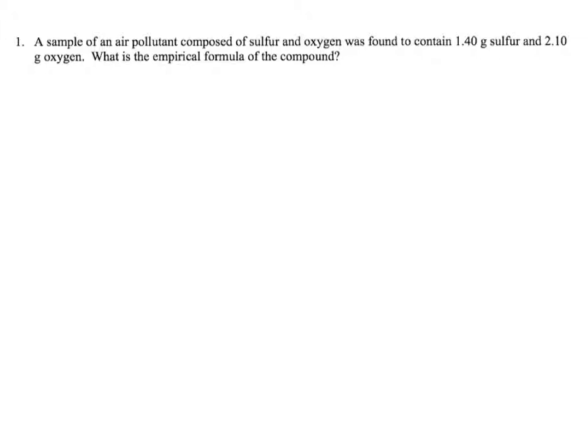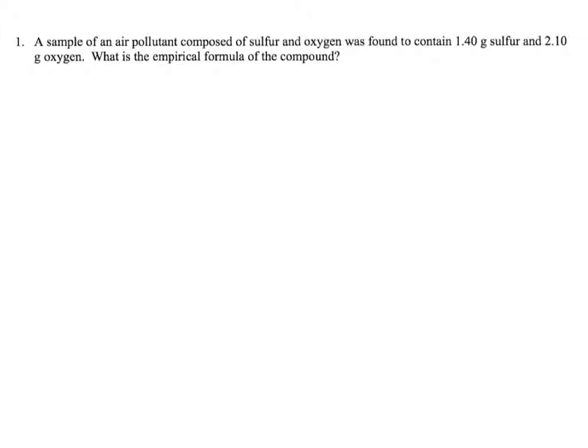Reminder: the empirical formula is the lowest whole number ratio of atoms in a given formula. So, for this first example, we have 1.4 grams of sulfur and 2.10 grams of oxygen. All we're doing to find the empirical formula is taking the mass and dividing by the mass on the periodic table.